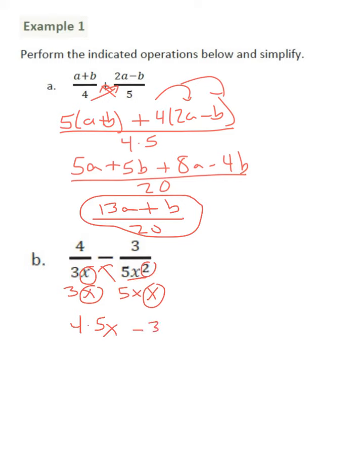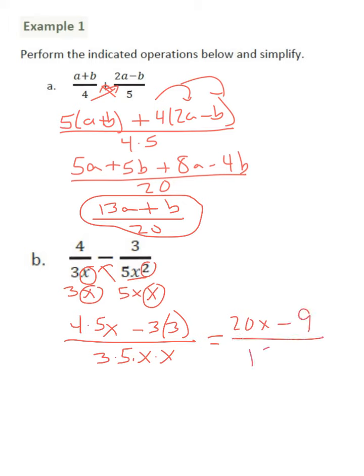minus 3 times, and what pieces does this one miss? Just the 3. And the whole thing is all over a 3 times a 5 times an x times an x. There's 2 x's total in the bottom. So we get 20x minus 9 all over 15x squared. And that's all we can do.